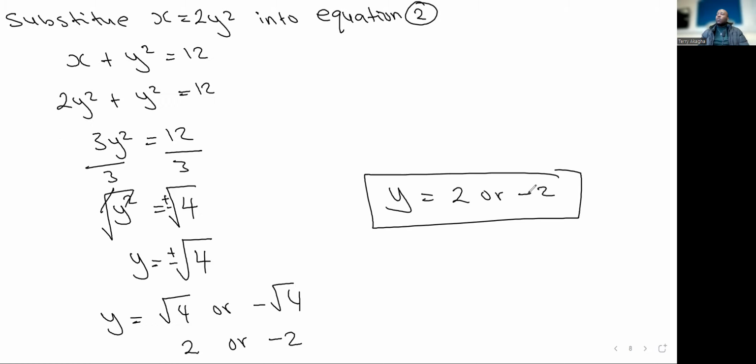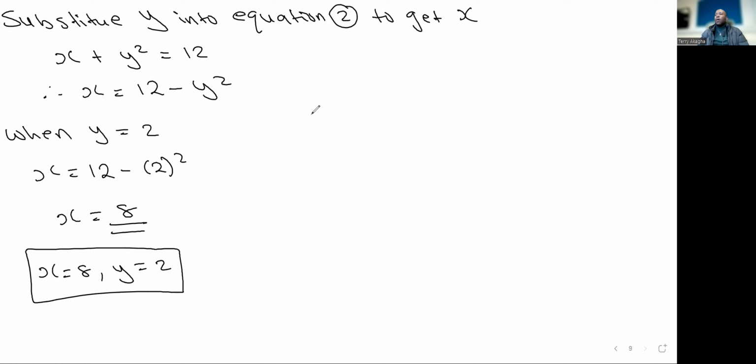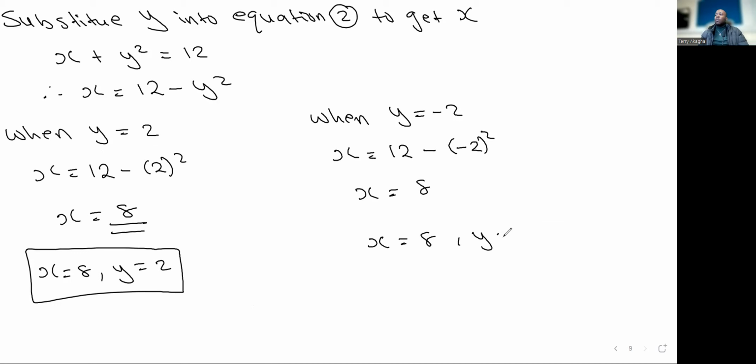Now the second one we found was y equal to minus 2. So when y is equal to minus 2, x is going to give us 12 minus minus 2, squared. And x is going to still give us what? 8. So that means when x is equal to 8, y is equal to minus 2.